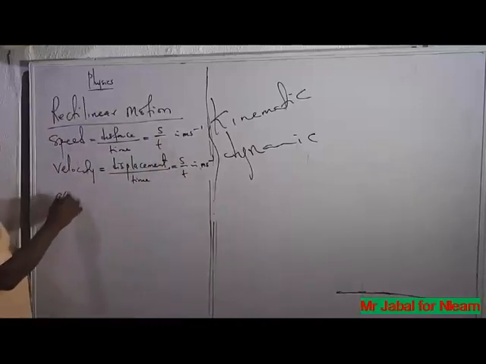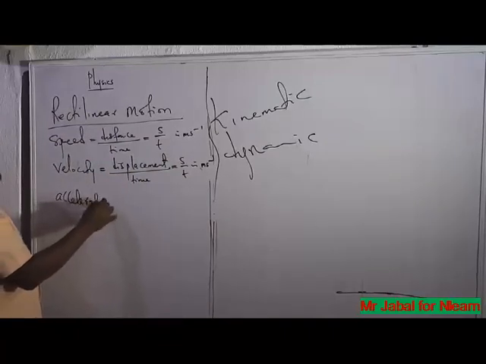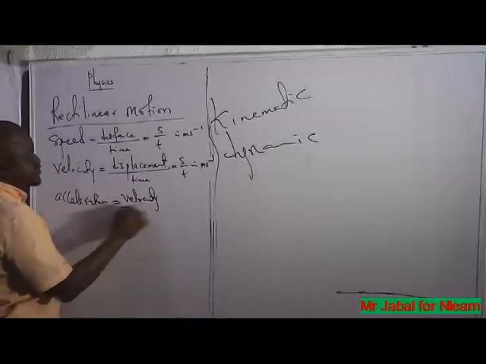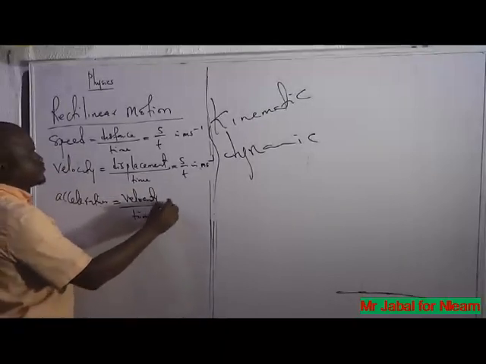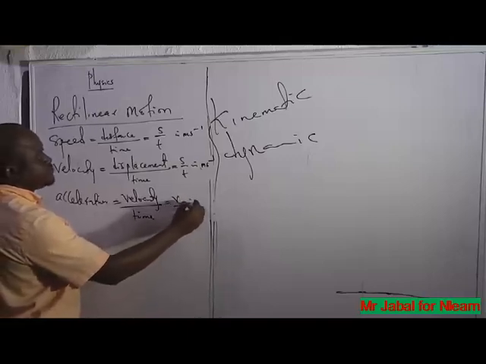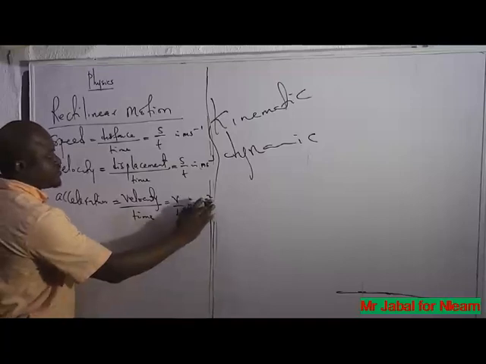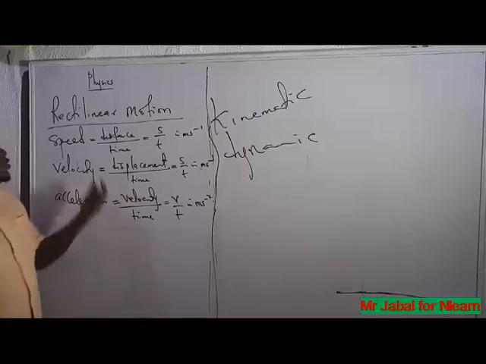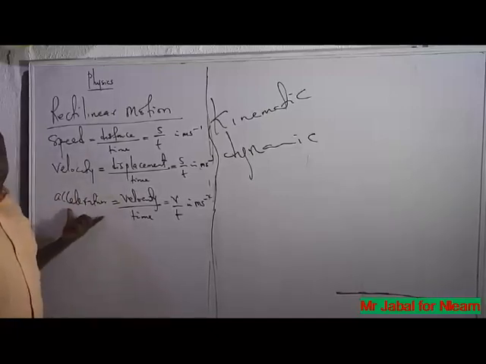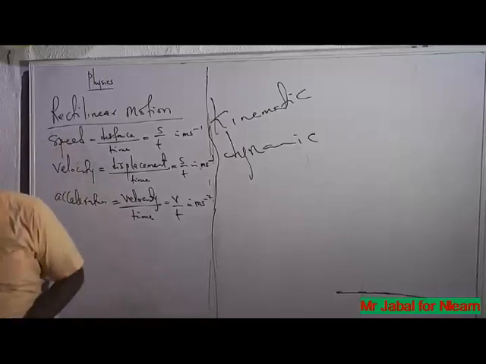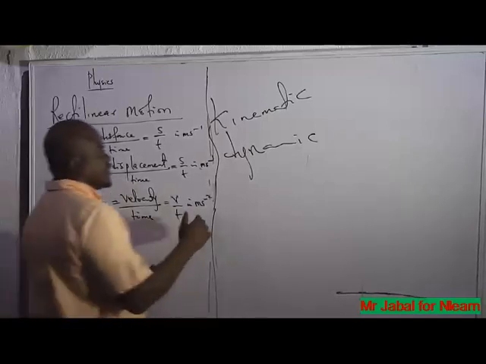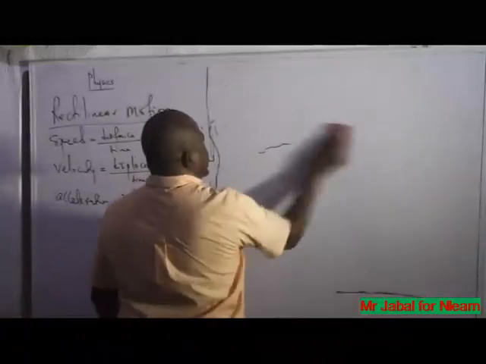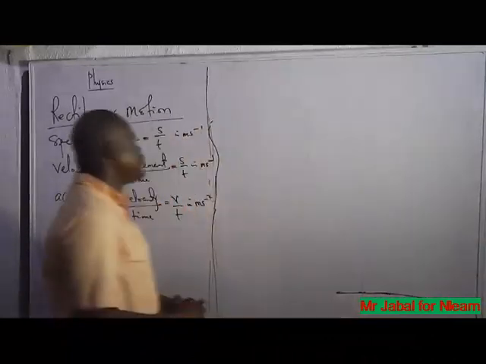Now, we have acceleration. Acceleration is equal to the change in velocity over time, which is v over t, in meters per second squared. So that's the difference. From here, you have speed, velocity, and acceleration. From these three, we can bring our terms together to talk about the equations of motion.